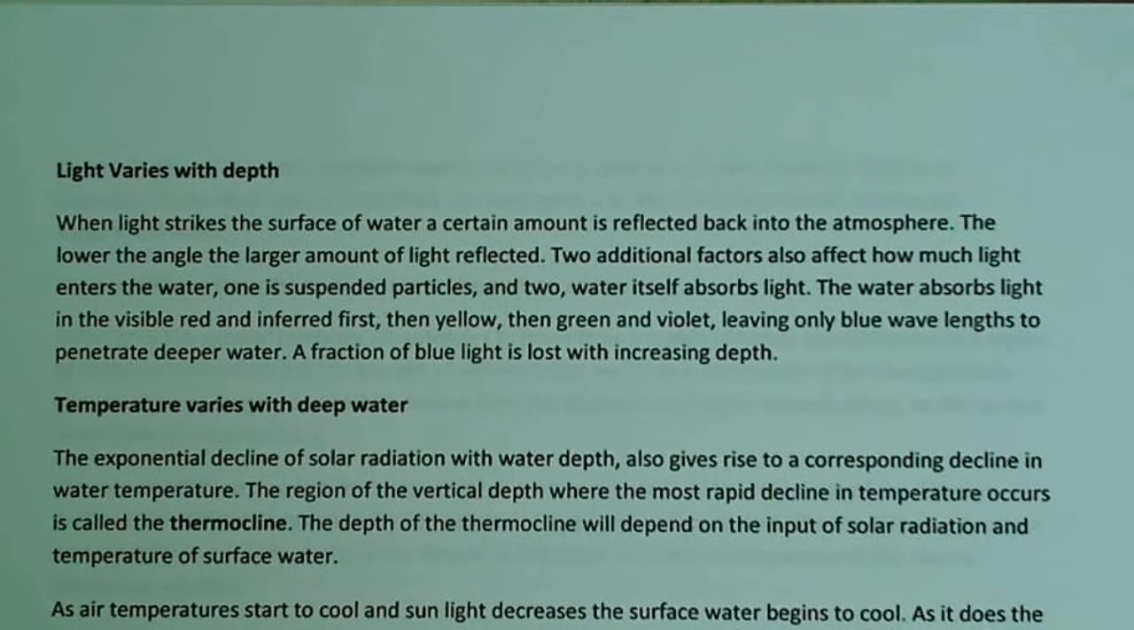So a fraction of blue light is lost with increasing depth. As you go further and further, the fraction of blue light gets less and less. So the properties of water's absorption of light frequency, especially in the visible range, are important in determining how much light is penetrating the water.